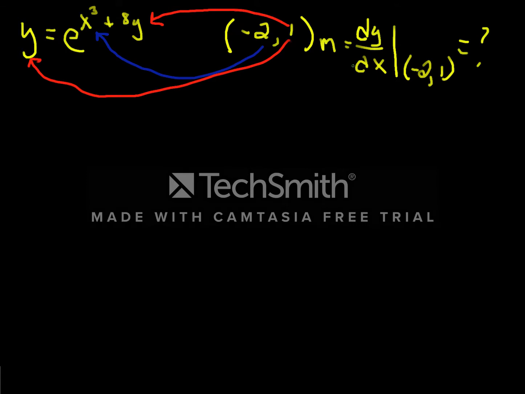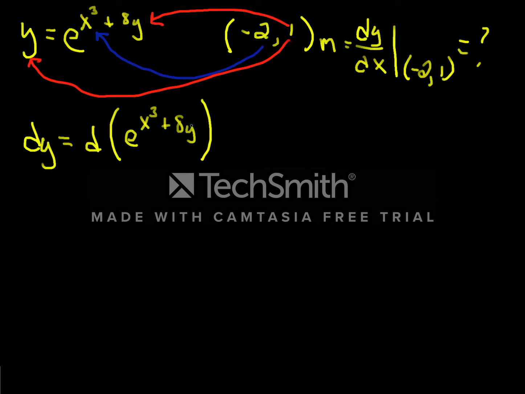So to get at dy dx, we need to use our implicit differentiation, which is just following our differential rules. So the differential of the left-hand side, which is just dy, is equal to the differential of the right-hand side, the differential of e to the x cubed plus 8y. So the left-hand side, we're done.